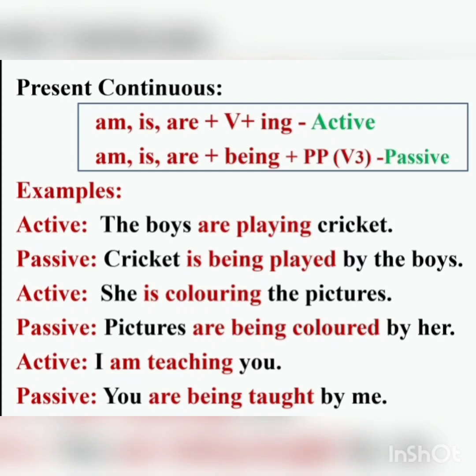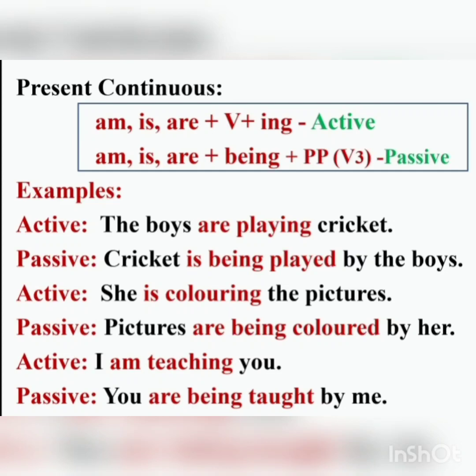Present continuous is something which is going on. The action is taking place at the present time. Its verb form is am, is, are plus verb plus ing. That is in the active. In the passive it changes to am, is, are plus being plus past participle. For simple tenses we used be. Now for continuous tenses, in the passive form we are going to use being.